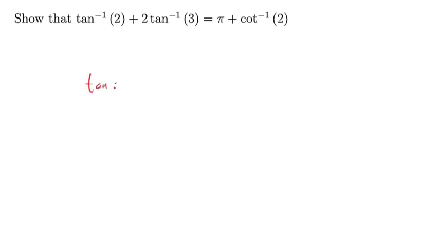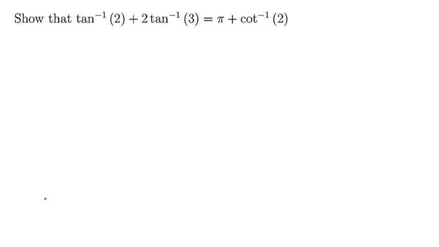Tan x is sine over cos, and we know that cot x is the opposite, which is cos over sine. So these two are reciprocals of each other. So if that's the case, let's start with the right hand side. On the right hand side, where we have cot, we can replace it with a tan.